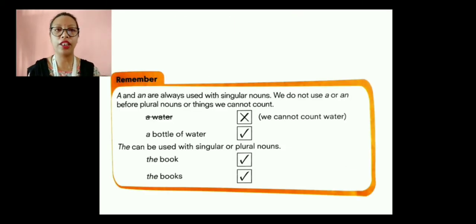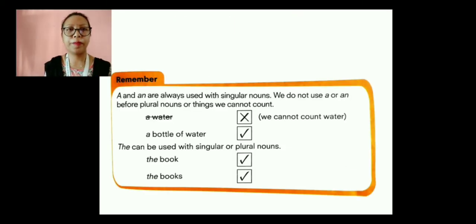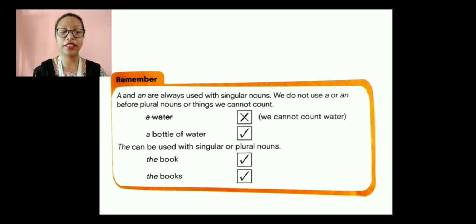Then there is one more thing. We have already learned about the sound, right? Now here it is written: A and AN are always used with singular nouns. Singular nouns means when it is only one. We do not use A or AN before plural nouns or things we cannot count. Water, we cannot say a water, right? Because water is uncountable, we cannot count it. So we cannot write a water. But we can write a bottle of water because we can count it.